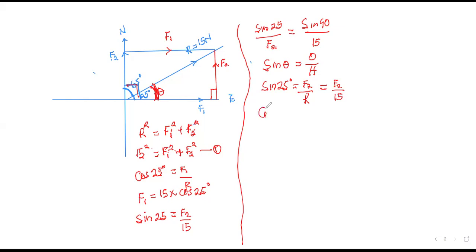On the other hand, cosine of the same angle. Cos of an angle is the ratio of the adjacent to the hypotenuse. The angle in question is 25. Don't forget, we can also use the 65 and we'll get the same result. So cos 25 is the adjacent. The adjacent to this angle is the horizontal side of the right angle triangle, which is F1, over the hypotenuse, which is the resultant, 15.